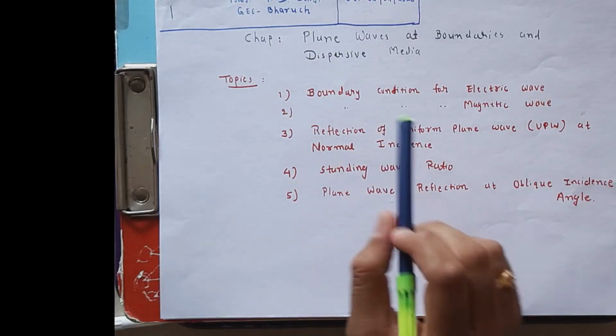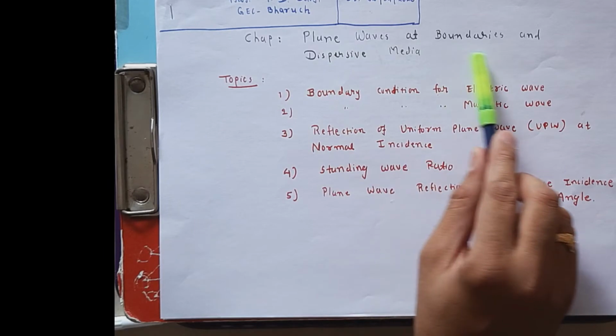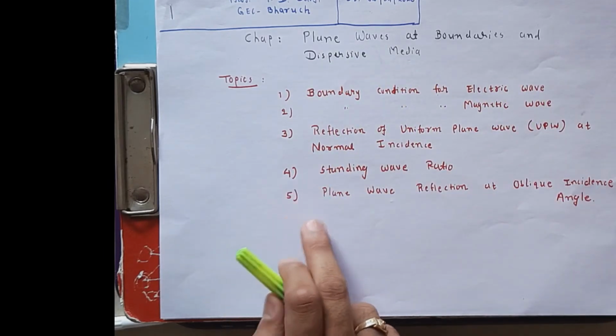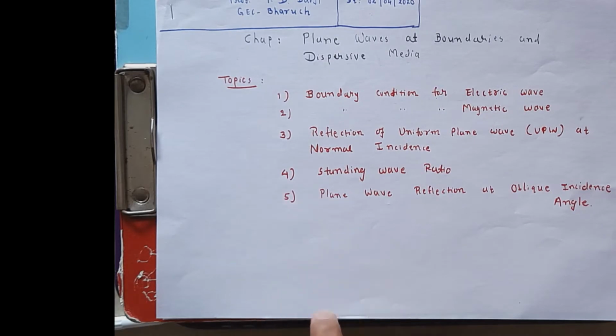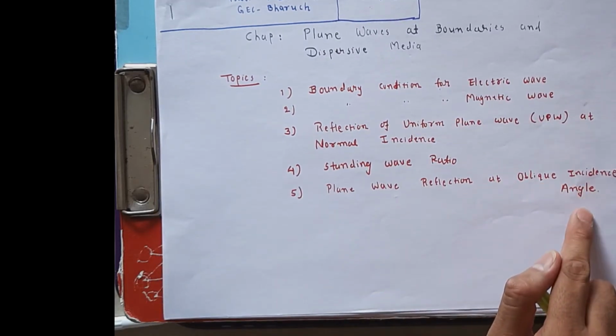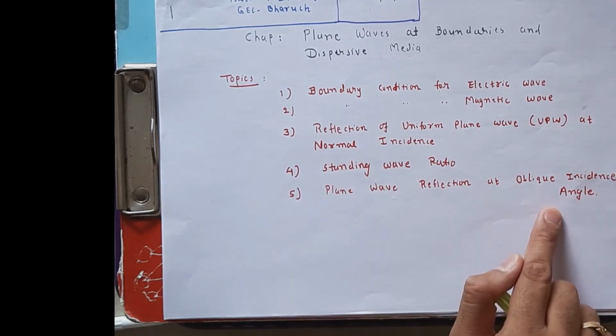Hello. So we start this chapter, plane wave at boundaries and dispersive media. We have to finish the first 4 topics, and we have just started subtopic number 5, which is plane wave reflection at oblique incidence angle. So first of all, what is the difference between normal incidence and oblique incidence angle? We have already discussed this in the last lecture.